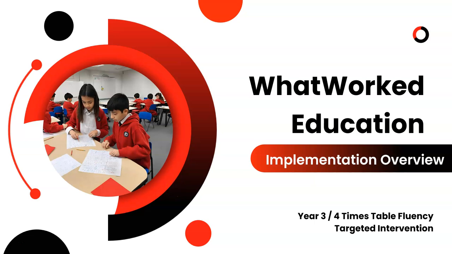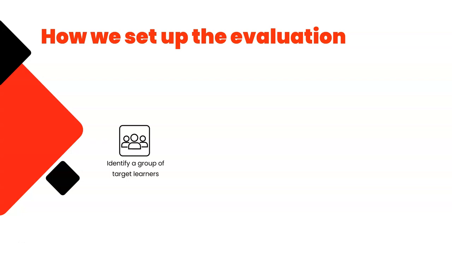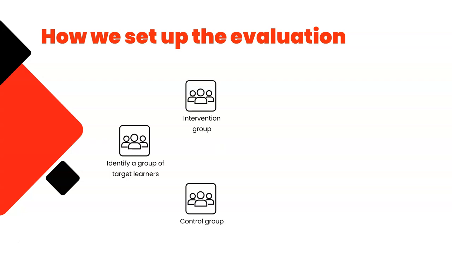The implementation overview for the Year 3-4 timetable fluency targeted intervention delivered by teaching assistants. How we set up the evaluation. The first thing we ask you to do is identify a group of target learners. Use the What Worked Teachers platform to then randomly allocate these to the intervention and the control group.